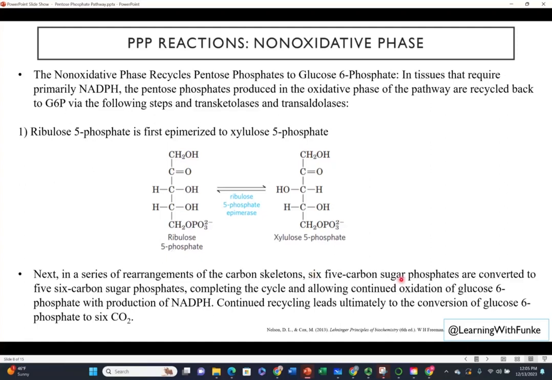We end up having 6 5-carbon sugar phosphates converted to 5 6-carbon sugar phosphates. So we have 6 times 5 carbons, that's 30 carbons in total, and then 5 times 6, which is 30 carbons. So we're still conserving mass, in terms of mass balance or element balance. We still have 30 carbons going to 30 carbons, right? And this completes the cycle and allows for oxidation of glucose 6-phosphate while producing NADPH in the process. And the continual recycling will lead to ultimate conversion of glucose 6-phosphate to 6 carbon dioxide molecules.